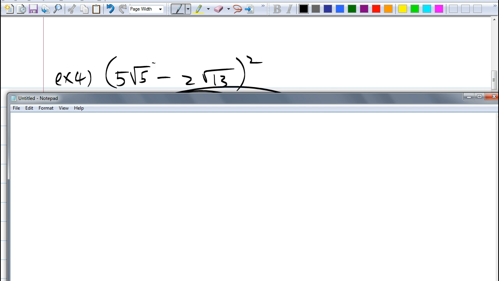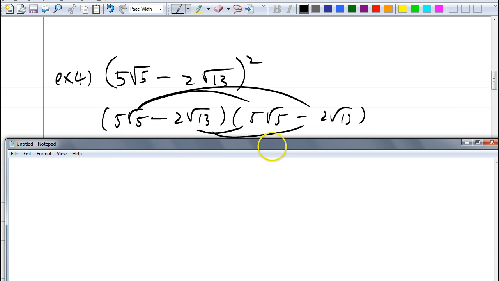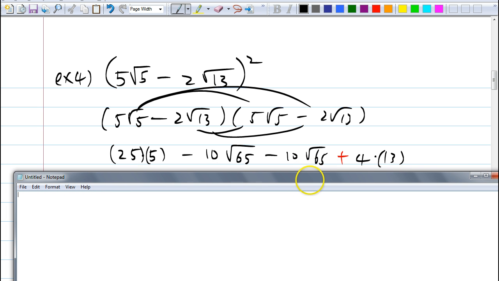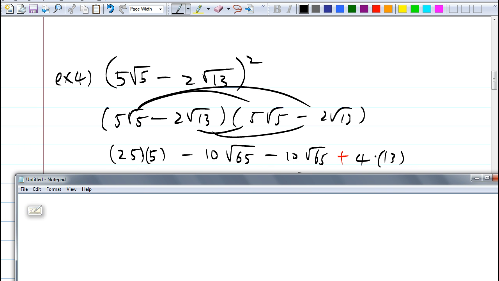All right, so did you all write this as 5 rad 5 minus 2 rad 13 times 5 rad 5 minus 2 rad 13? Yes. All right, somebody tell me what we get when we multiply this. Okay, how about, remember each of these terms has to multiply all together. So Chuck, what do I get here? 25 rad 25 minus 10 rad 65 minus 10 rad 65 plus 4 rad 13. You got it. That's what I got.